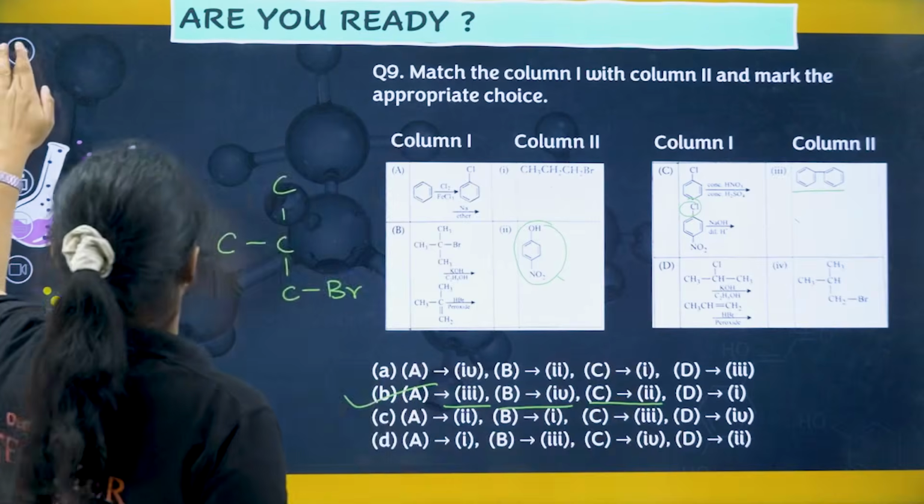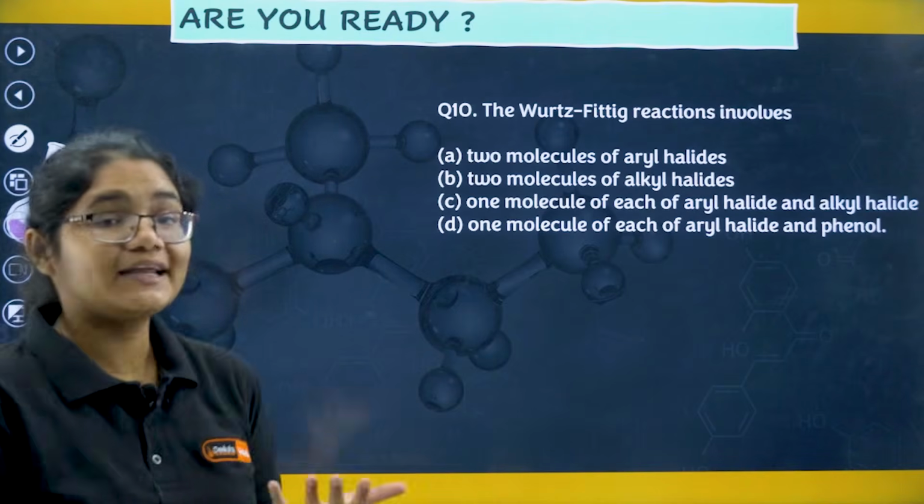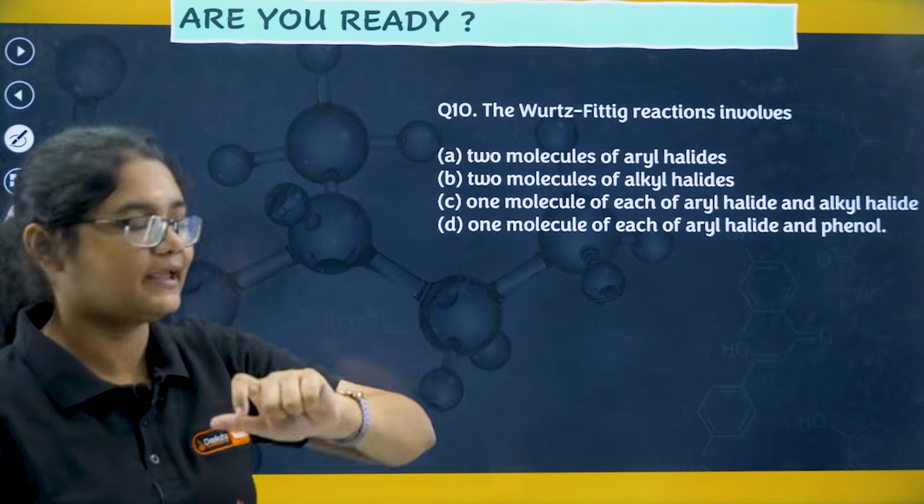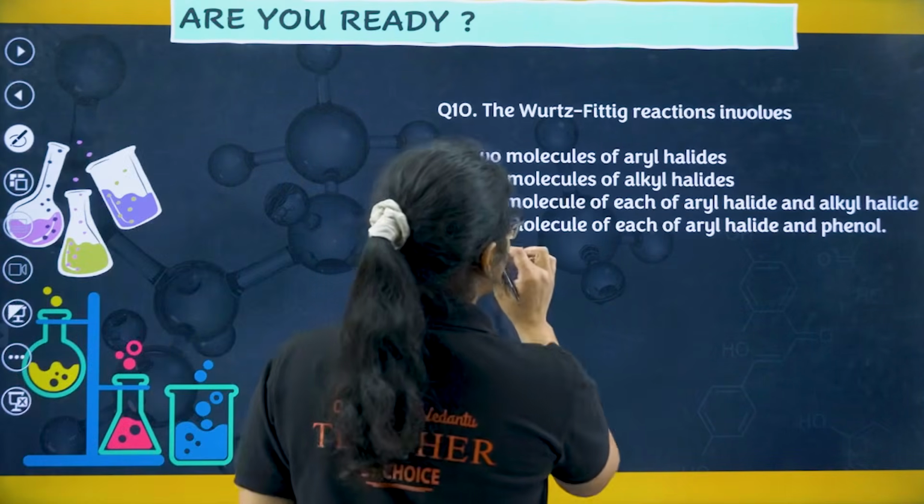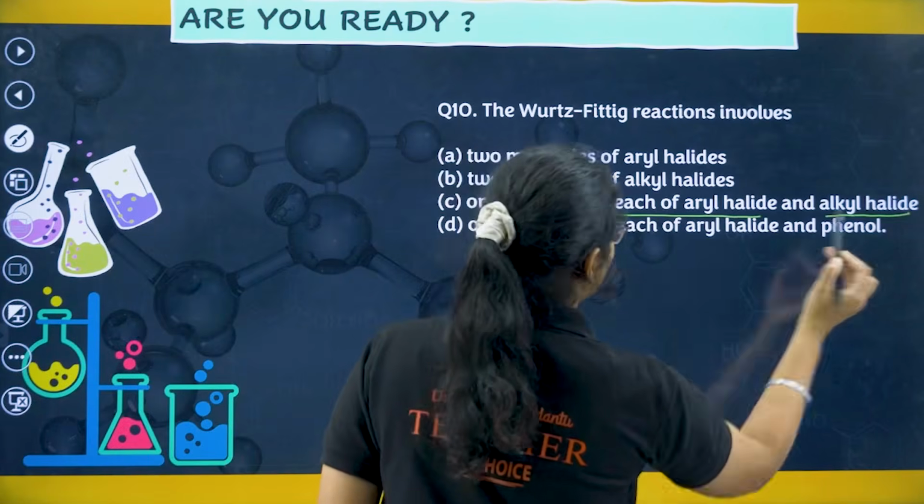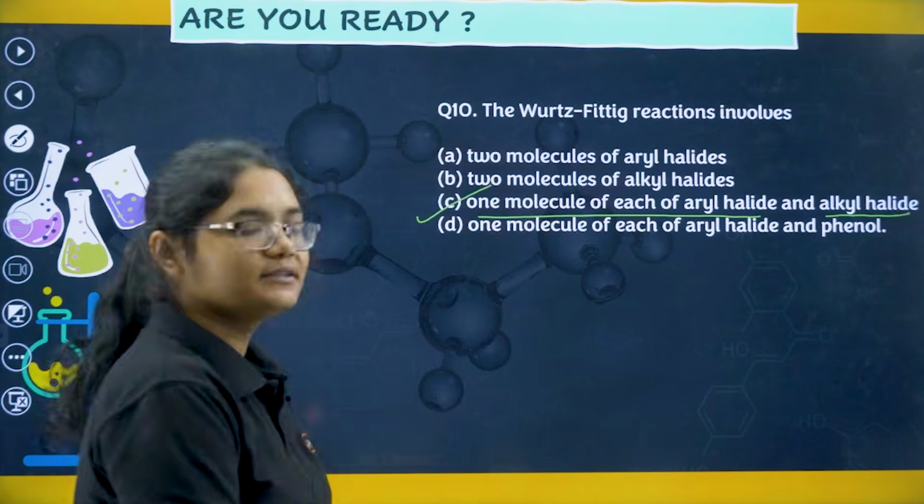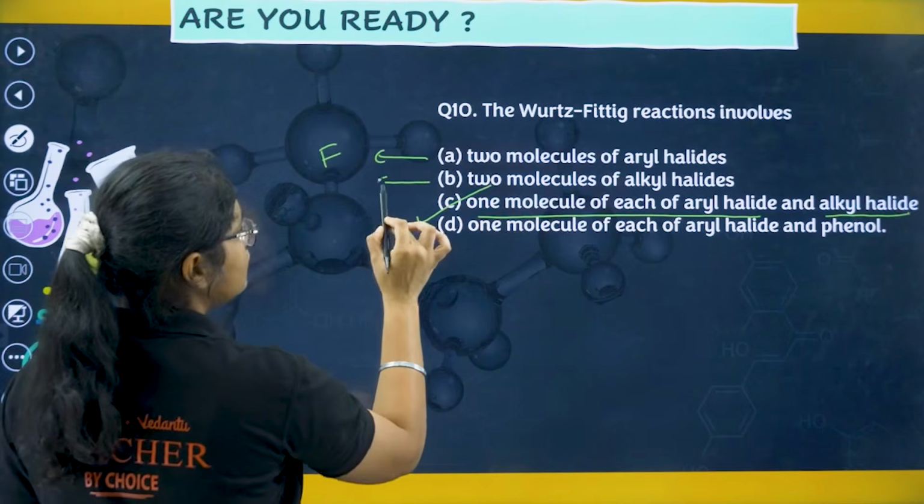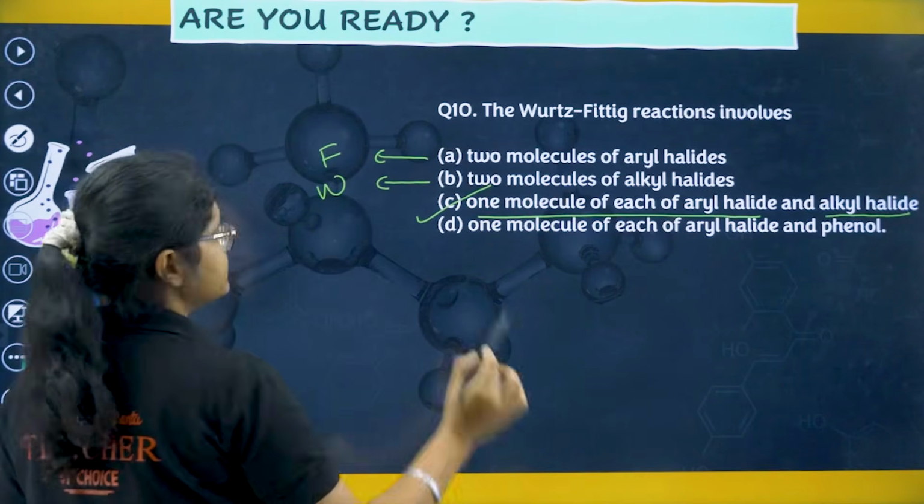Okay. Next, 10th question, the Wurtz-Fittig reaction involves Wurtz and Fittig. So you have one RX and one ArX. So it includes one molecule each of aryl halide and alkyl halide, option number C here. 2 molecules of aryl halide is Fittig reaction, 2 molecules of alkyl halide is Wurtz reaction.